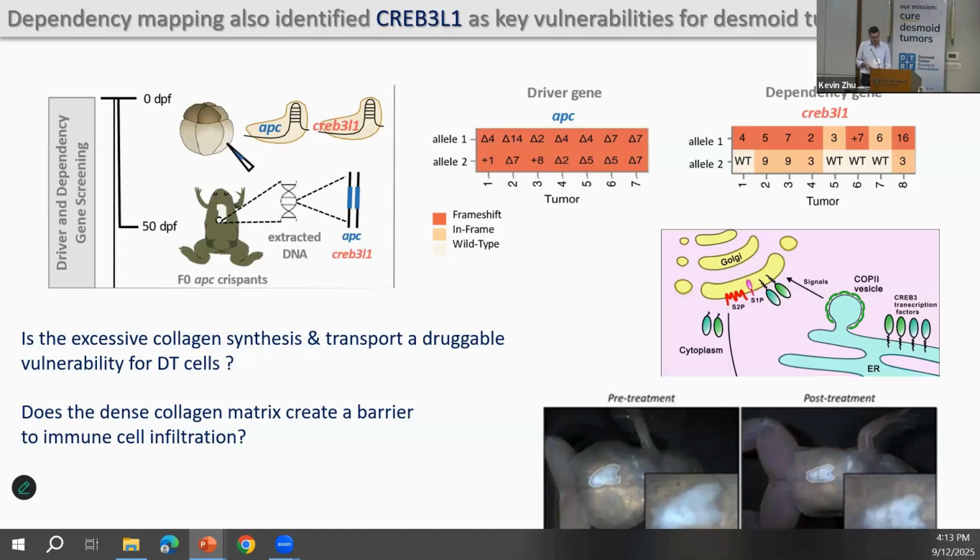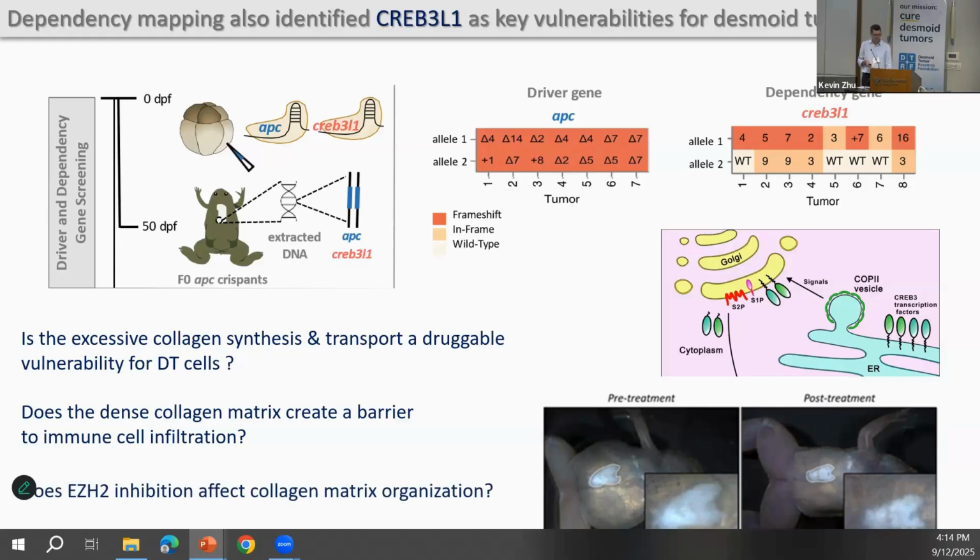When we look back at the tazemetostat treatment, what you can maybe appreciate is that the tumor shrinks, but the appearance of the collagen also changes a bit, from a milky kind of appearance to a more focused, concentrated one. This is also a question that we would like to answer.